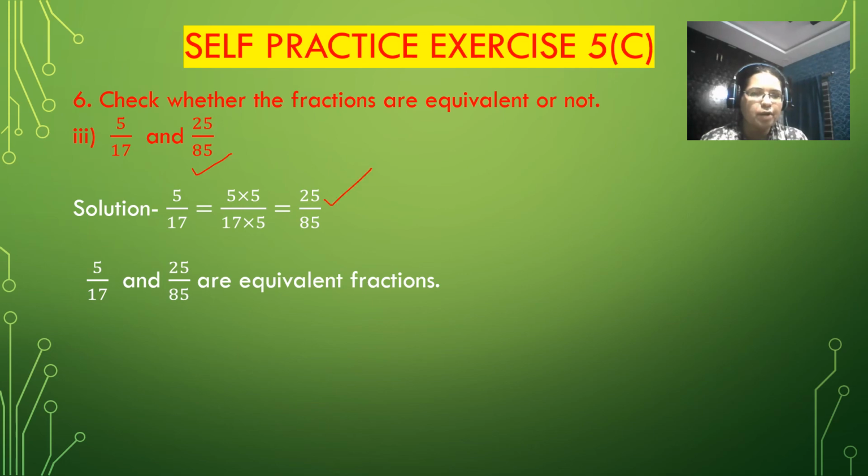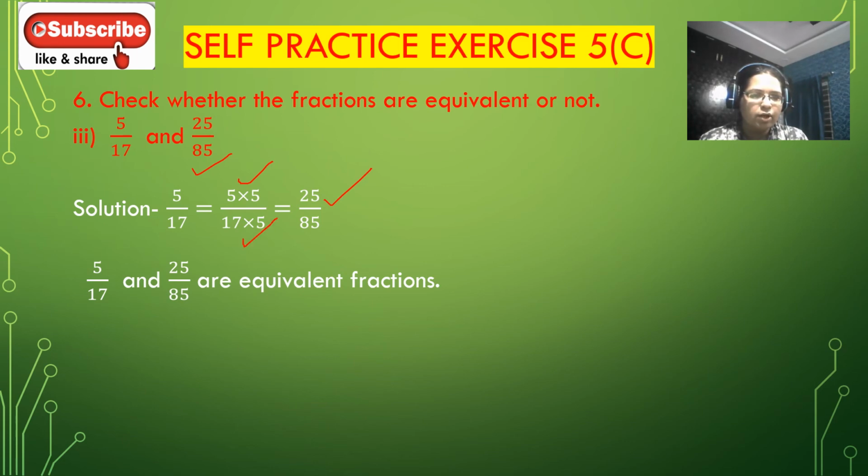So we have to multiply the number 5 with numerator and denominator of the fraction 5 divided by 17. So multiply 5 with numerator 5, we get 25, and multiply 5 with denominator 17, we get 85. Now we get 25 divided by 85, which is the equivalent fraction of 5 divided by 17. So 5 divided by 17 and 25 divided by 85 are two equivalent fractions.